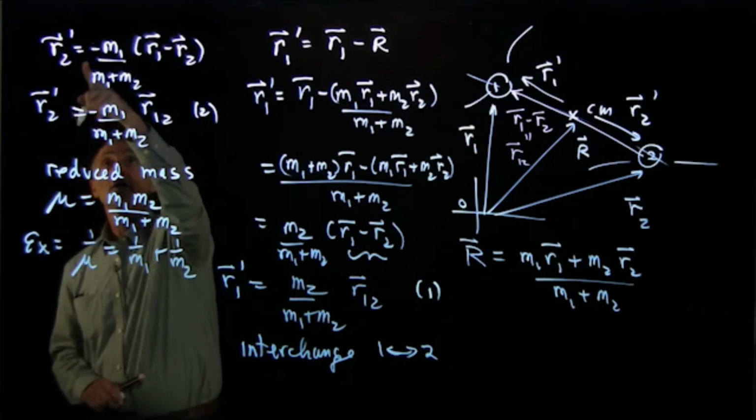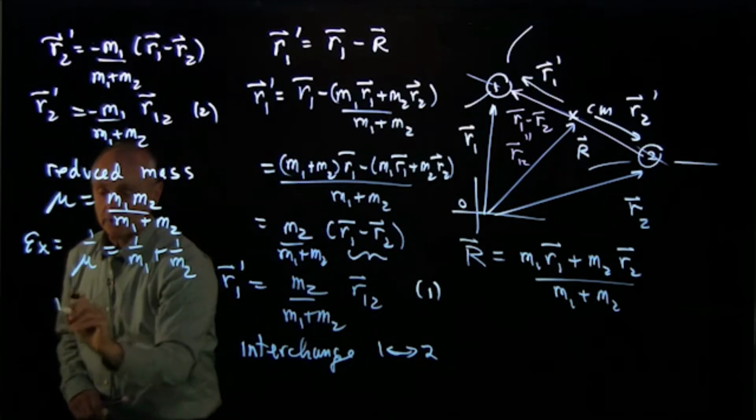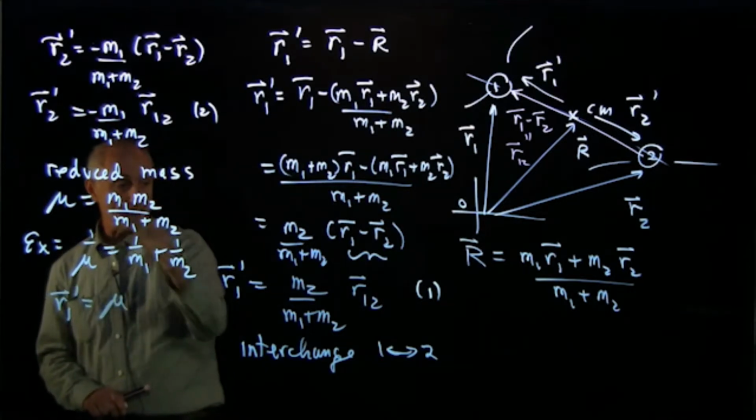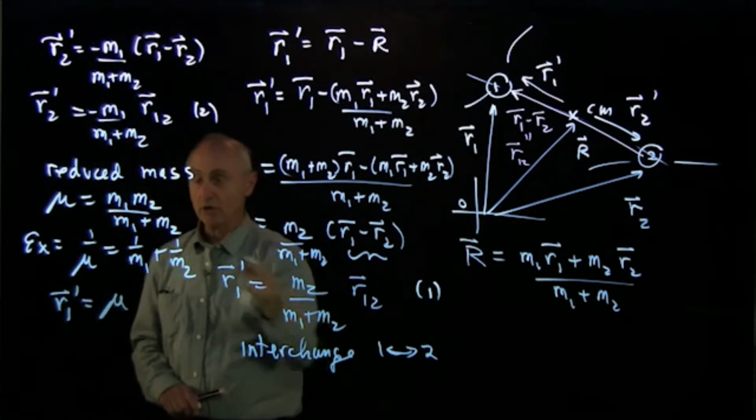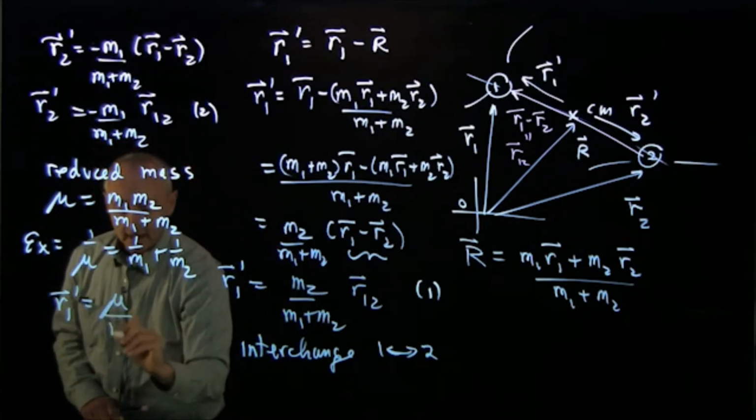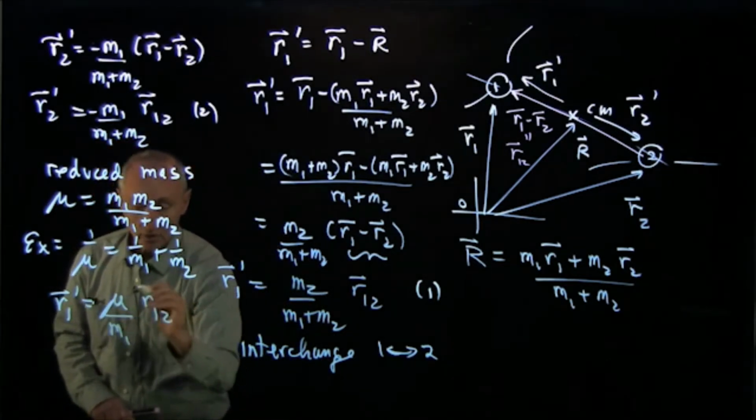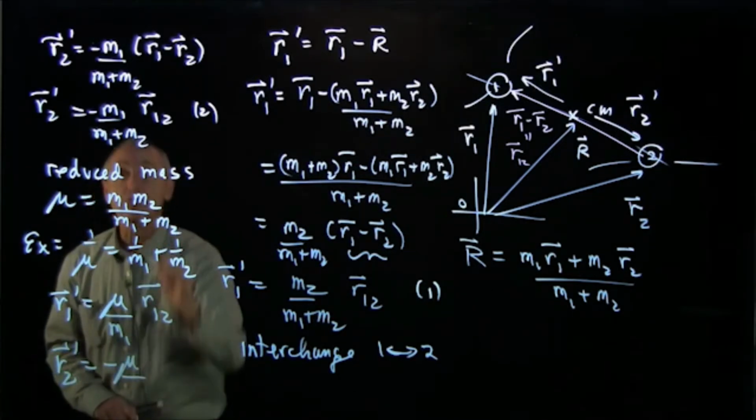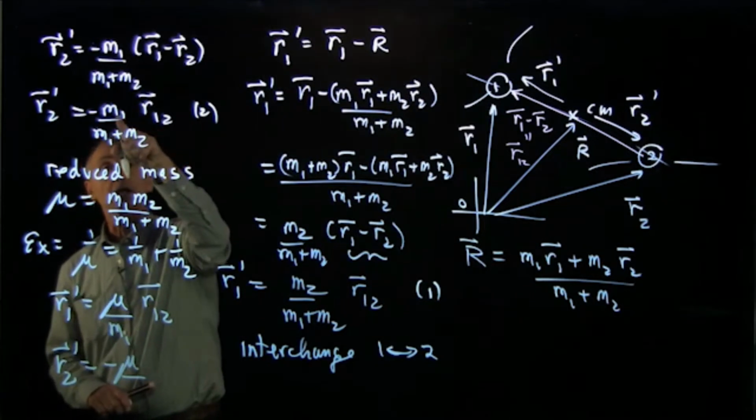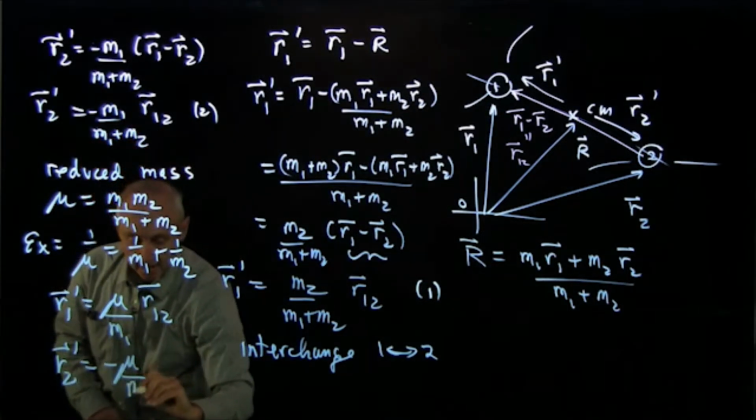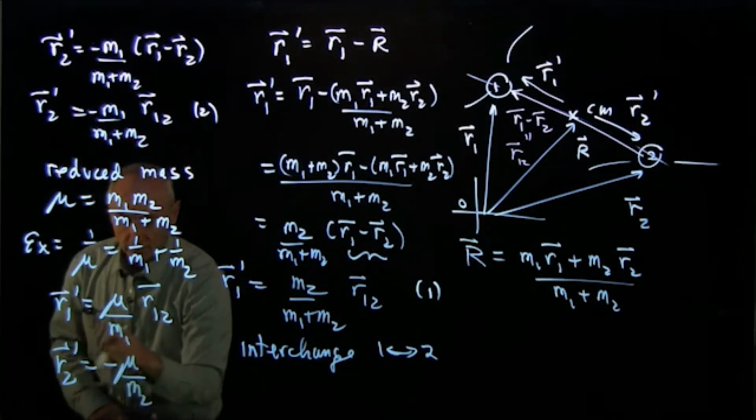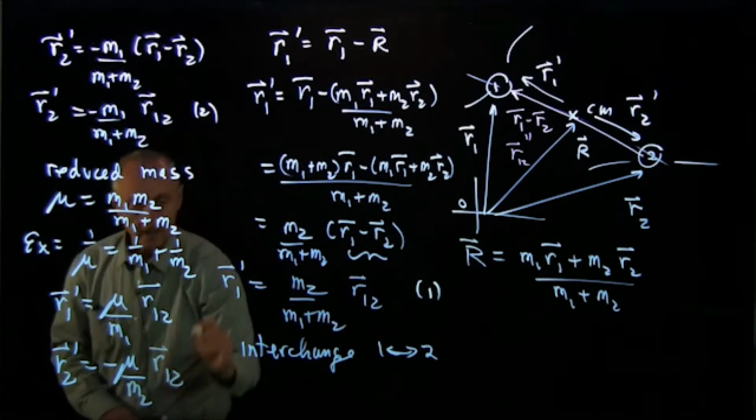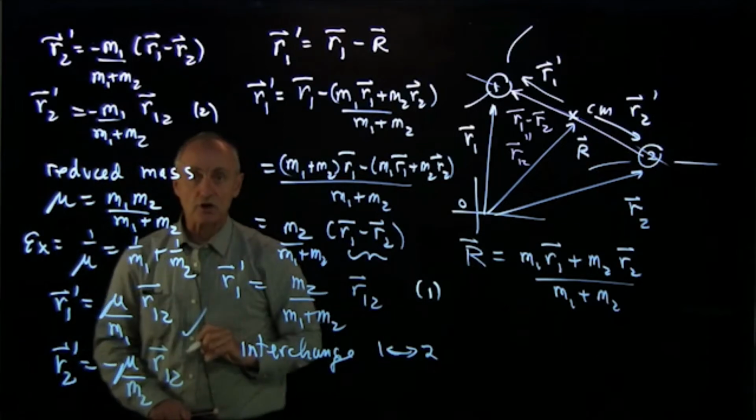Then I can write both of these vectors, and this is our conclusion, that R1 prime is the reduced mass. Notice we have an m2 here, so we have to divide by m1, times the vector R12, and R2 prime is minus the reduced mass. Again, we now have to divide by m2, and you see this nice symmetry of m1 and 1, 2 and 2, R12, and that's our key result.